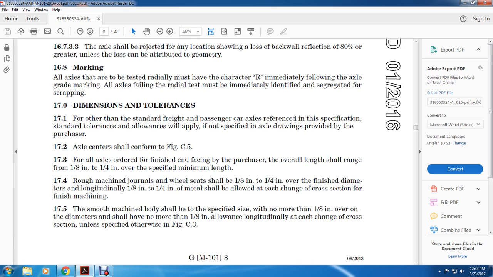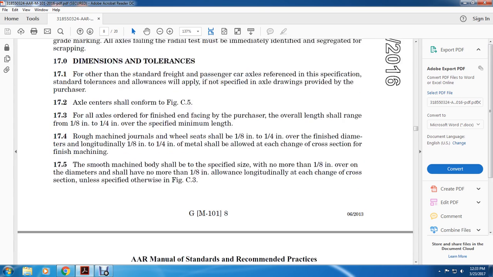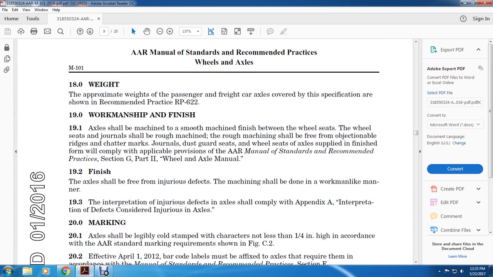Metal should be allowed at each change of the cross section for the finishing machine. The smooth machine body shall be of specified size, no more than 1/8 of an inch over in diameter, and shall have no more than 1/8 of an inch allowance longitudinally at each change of the cross section, unless specified otherwise in figure C3. 18.0 Weight. The approximate weights of the passenger and freight axles covered by this specification are shown in recommended practice RP 622.